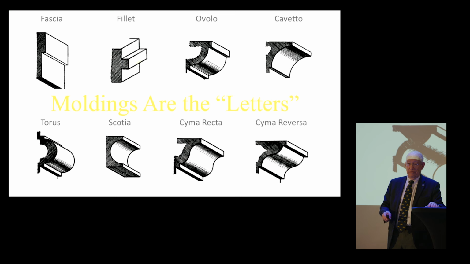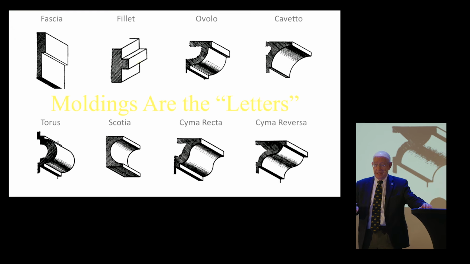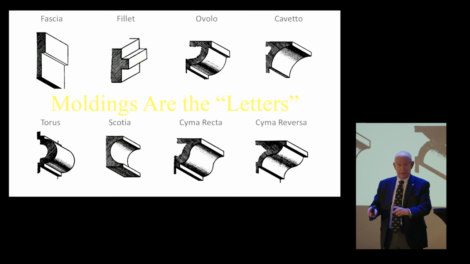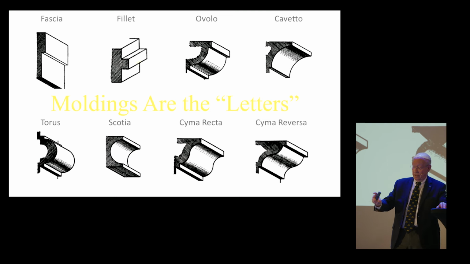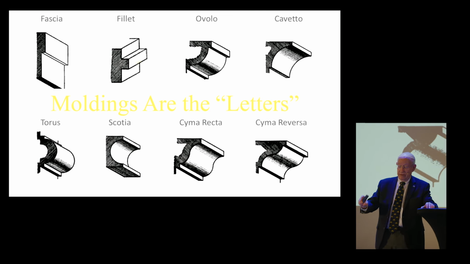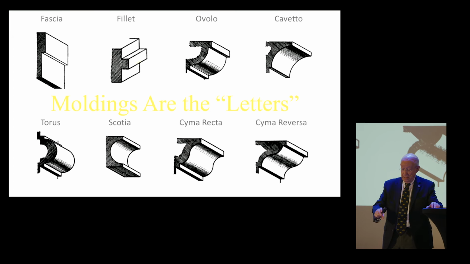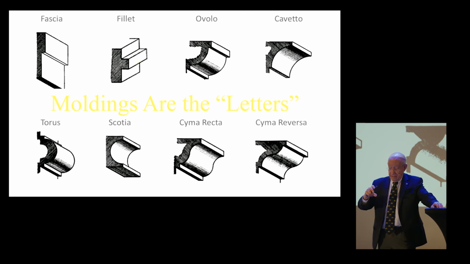All of the stuff is made fundamentally out of 8 shapes. And there are subshapes on all of these. But basically, it's like the difference between an F and an F sharp and F flat. Very, very important, but for our purposes, it's still an F. We have the fascia, which is a large flat, a fillet, a small flat thing, ovalo, which is a convex quarter circle, cavetto, a concave quarter circle, a convex half circle, and you can see that these can be extruded either linearly or radially. Torus, a scotia, the half circle extruded.